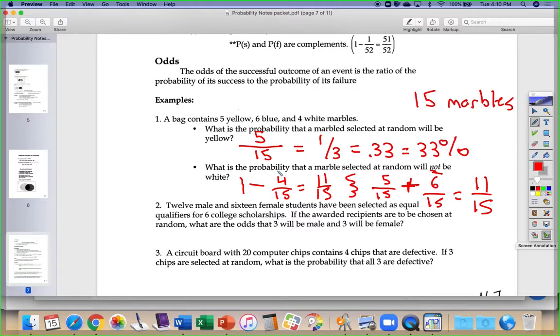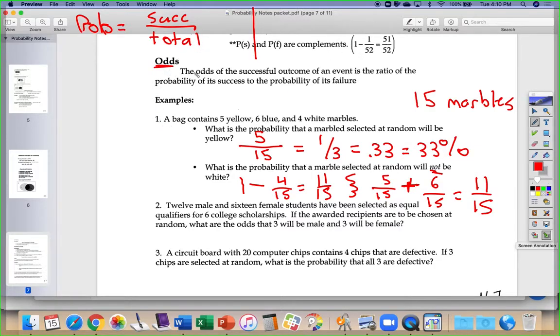Now, we are going to realize that probability gets a lot more complicated. Let's take a look at example 2, which we have to talk about odds first. Odds is just a different way of doing probability. So I'm going to make it very simple. Probability is equal to successes over total.